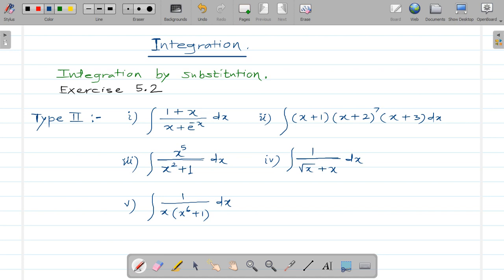Dear students, today we are going to solve the examples from exercise 5.2, that is integration by substitution. So let us see type number 2, which contains 5 examples of that exercise. Today we will solve some examples out of these 5 examples. So let us see now.